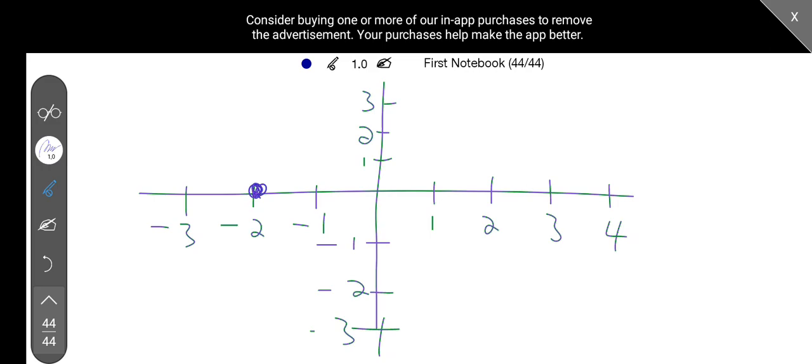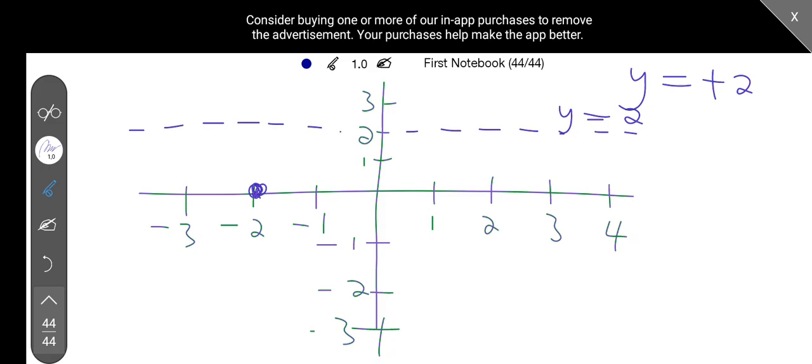And we have the line y is equal to positive 2. Whenever you see a line written y is equal to, that line goes like this and touches the y value at 2. That's what we call the asymptote, and you must label it as y is equal to 2. This means that your graph will never touch this.